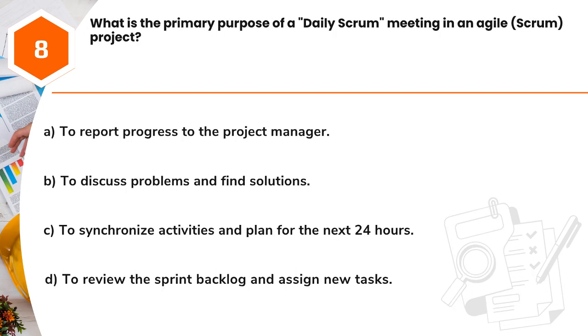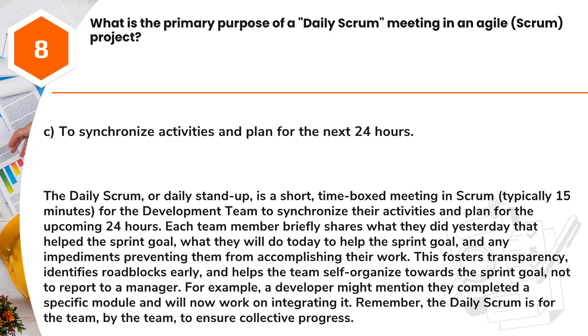Question 8. What is the primary purpose of a daily Scrum meeting in an agile Scrum project? A. To report progress to the project manager. B. To discuss problems and find solutions. C. To synchronize activities and plan for the next 24 hours. D. To review the sprint backlog and assign new tasks. Answer: C. To synchronize activities and plan for the next 24 hours.